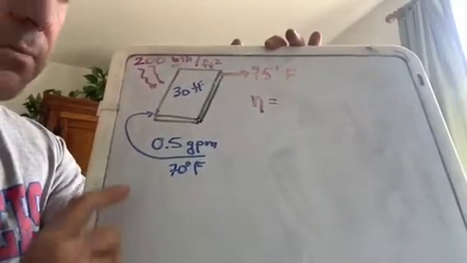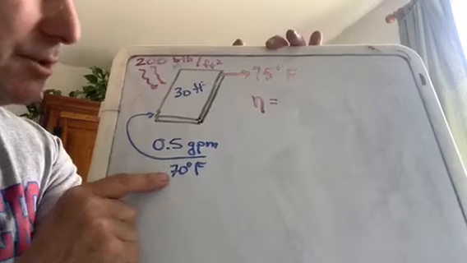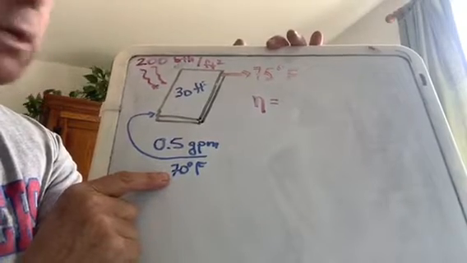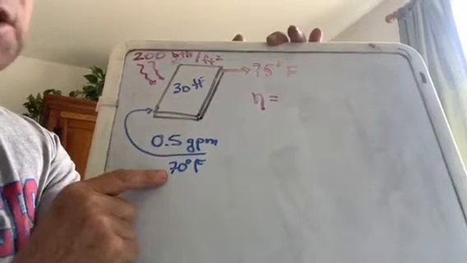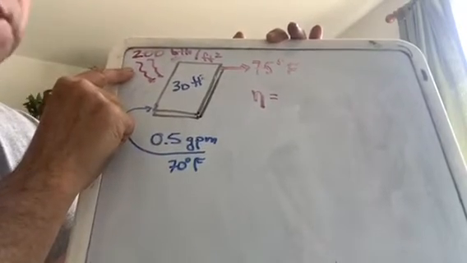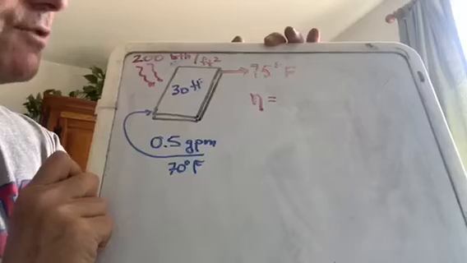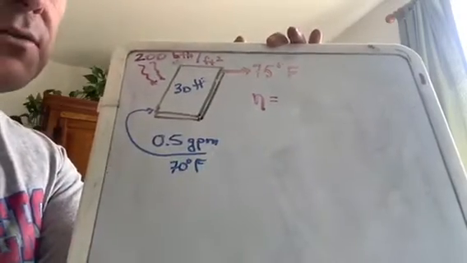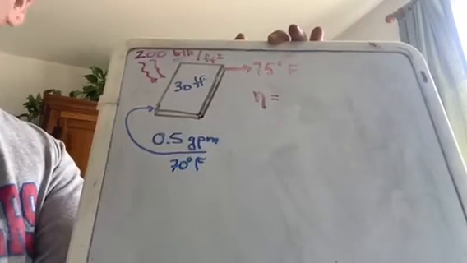So I'm going to put half a GPM through that collector. It goes in at 70. It's a day where, given the solar conditions and the tilt and orientation of this collector, there's 200 BTU per hour for every foot squared on this 30 square foot collector, and it comes out at 75 degrees. So go ahead and crank through it and get the efficiency.